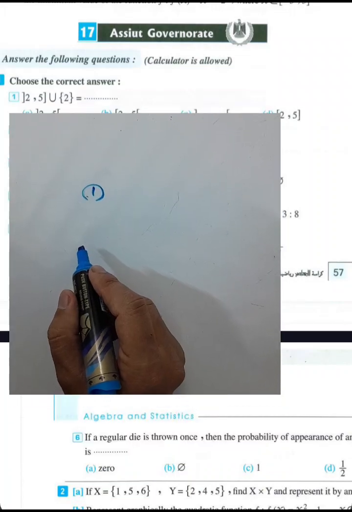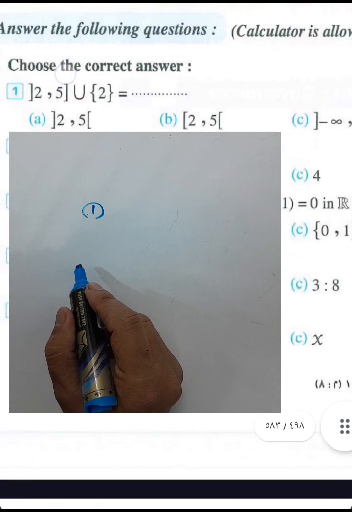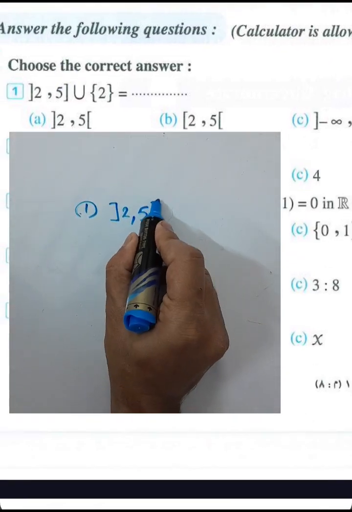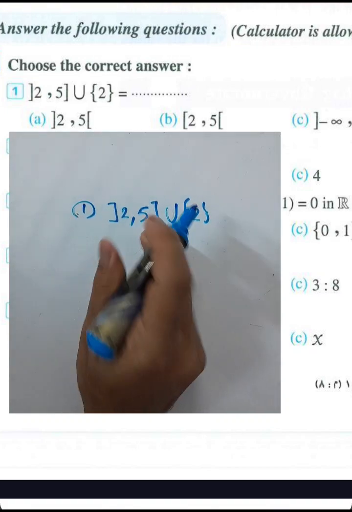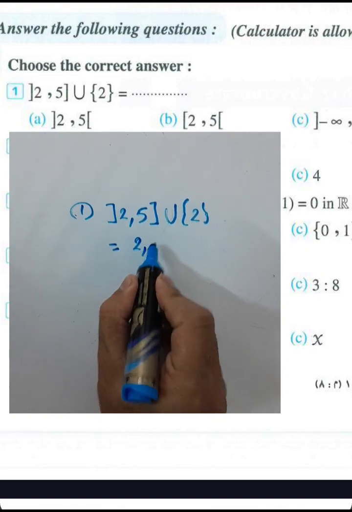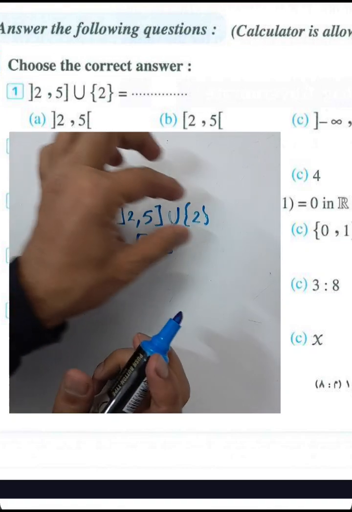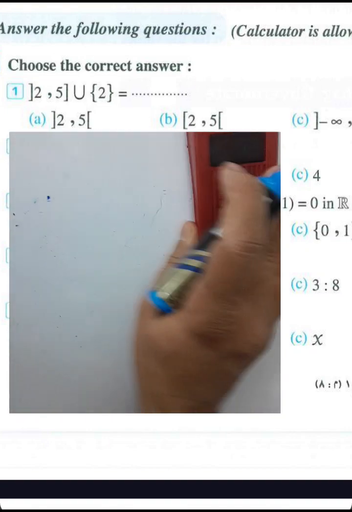The correct answer. We have the half closed interval 2 and 5, union the element 2. You can close this interval here, it will be 2 and 5. We must add this point to this interval. The result will be the closed interval 2 and 5.